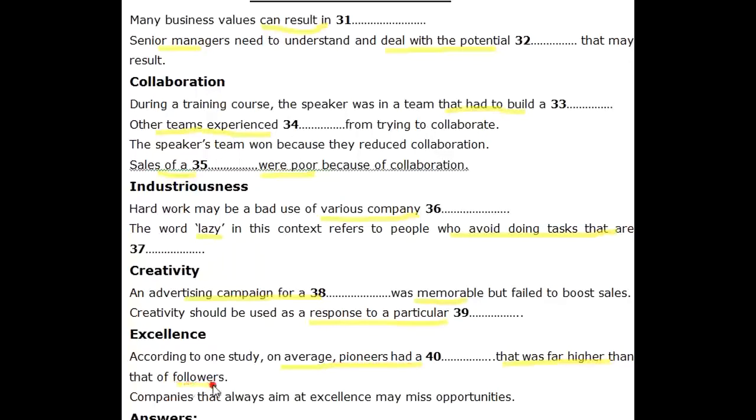The study found that the pioneers commanded an average market share of 29%, while the followers achieved less than half that, only 30%. So 29% by the pioneers and just half by the followers. What was that? He said market share. So market share was the answer.